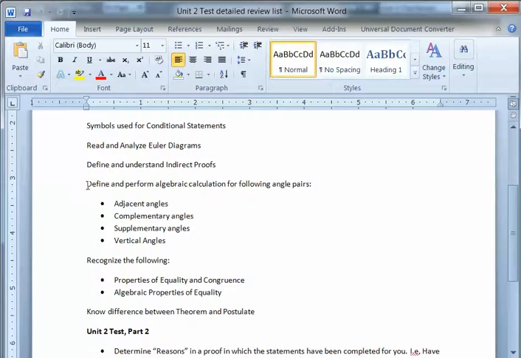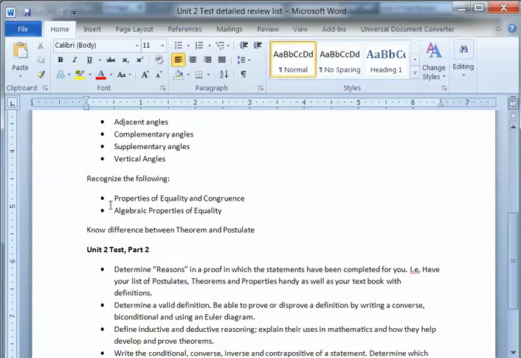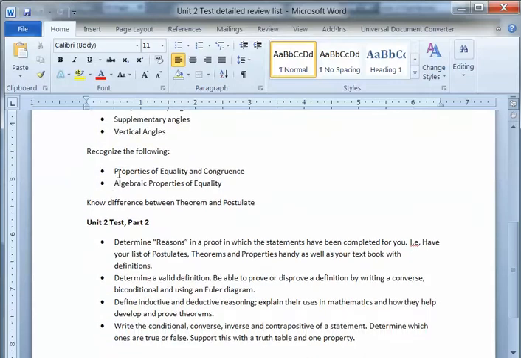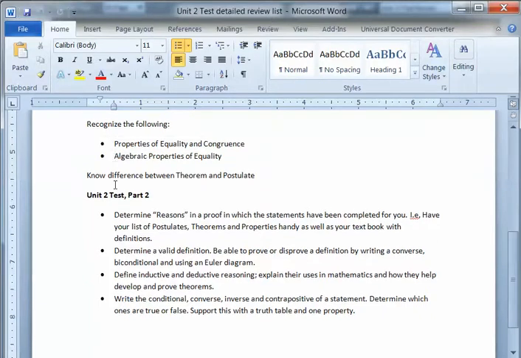And then define and perform algebraic calculation for the following angle pairs: adjacent angles, complementary angles, supplementary angles, vertical angles. Be able to recognize the following properties of equality and congruence and algebraic properties of equality. Know the difference between a theorem and a postulate.